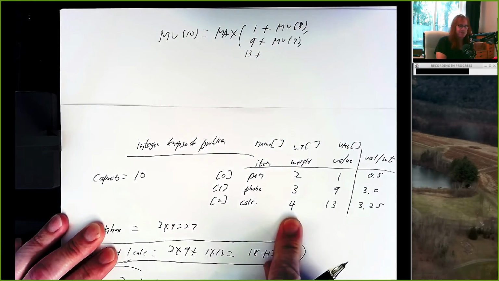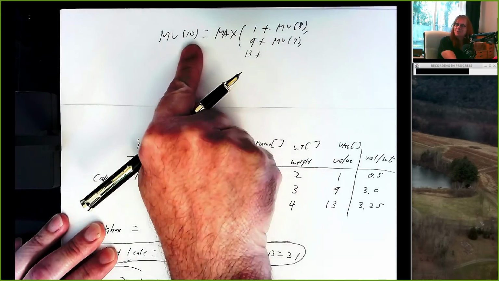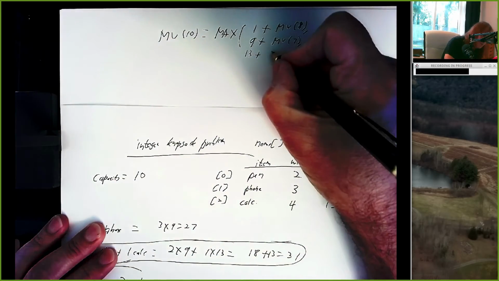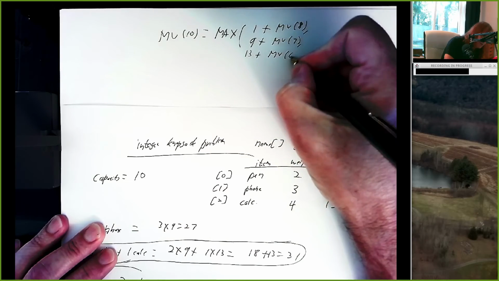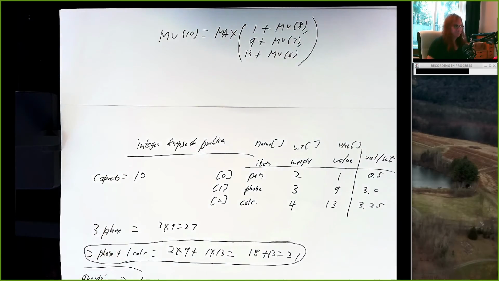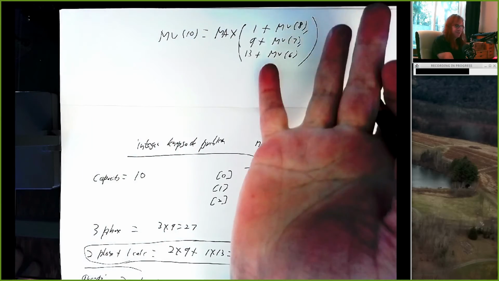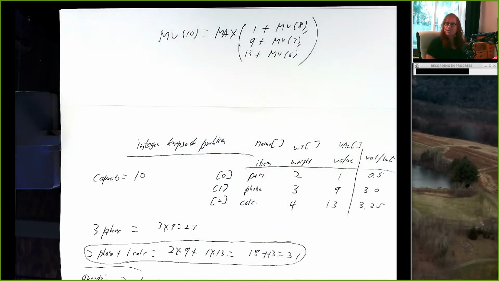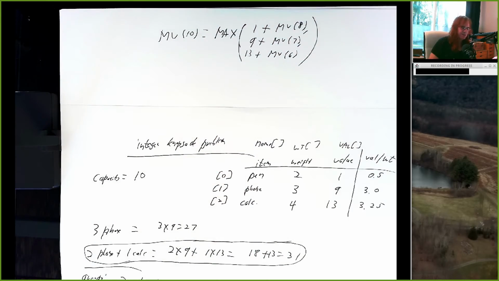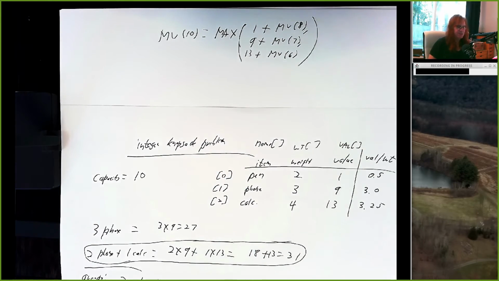And if I put a calculator in, that gives me $13. It weighs 4 pounds, my bag starts with a capacity of 10. If I put 4 pounds into my bag, it can hold 6 pounds, and the most I'll get out of that is whatever max val of 6 is. So max val of 10 is equal to one of these three numbers, whichever is largest: 1 plus max val 8, 9 plus max val 7, or 13 plus max val 6.